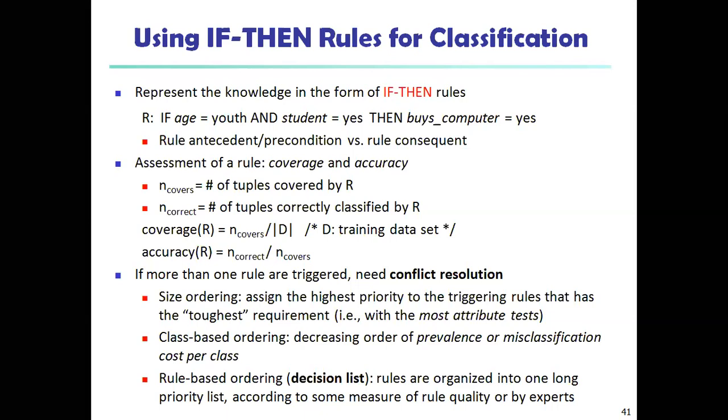Coverage of R is N covers divided by the size of D, where D is the training data set. Accuracy of R equals N correct divided by N covers. If more than one rule is triggered, we need conflict resolution: size ordering, class-based ordering, rule-based ordering. These are the different types of ordering techniques you have to use here.